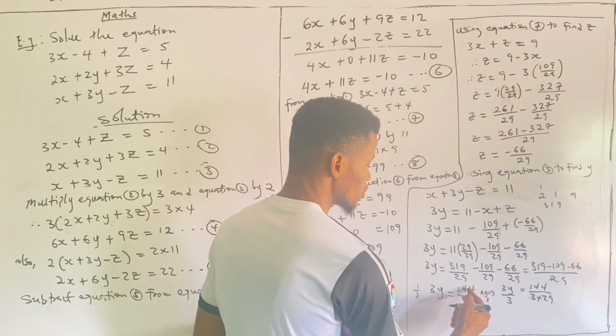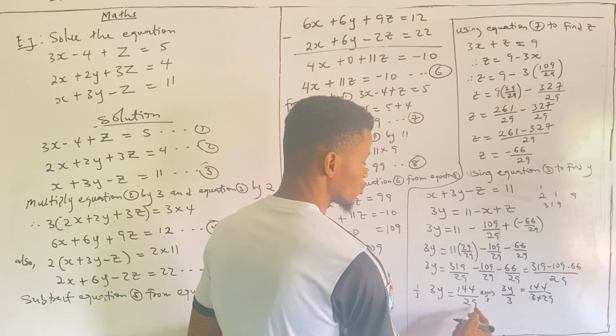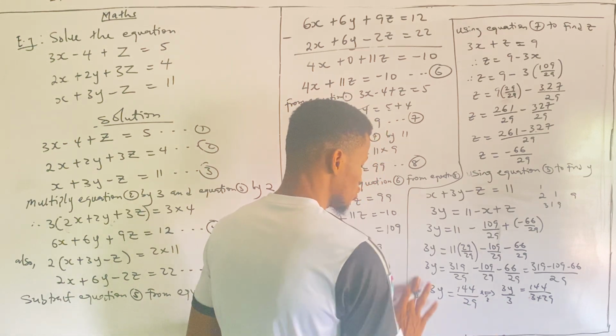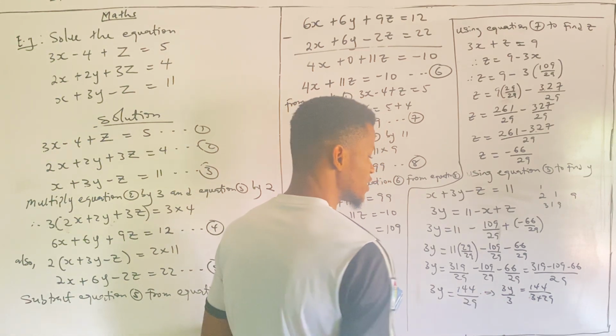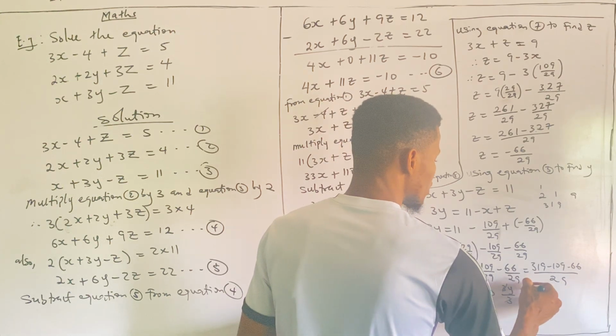Then 1 times 44 over 29. 1 times 44 is 44. And 3 times 29 is 3 times 29. Okay? So that you will not be confused with what I did here. So 3 cancel out to 3. 3 here, 1. 3 divide 14.